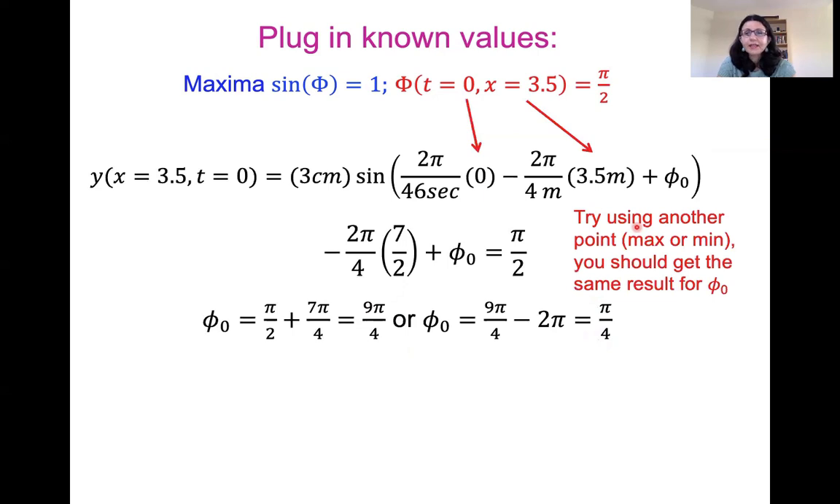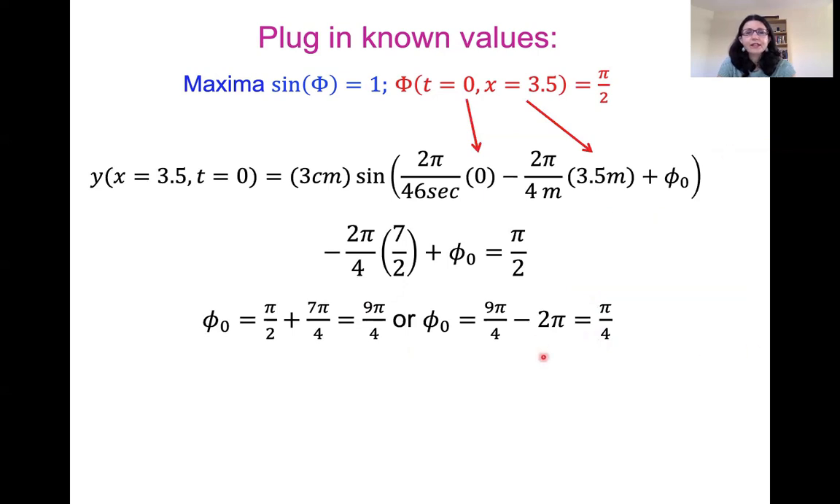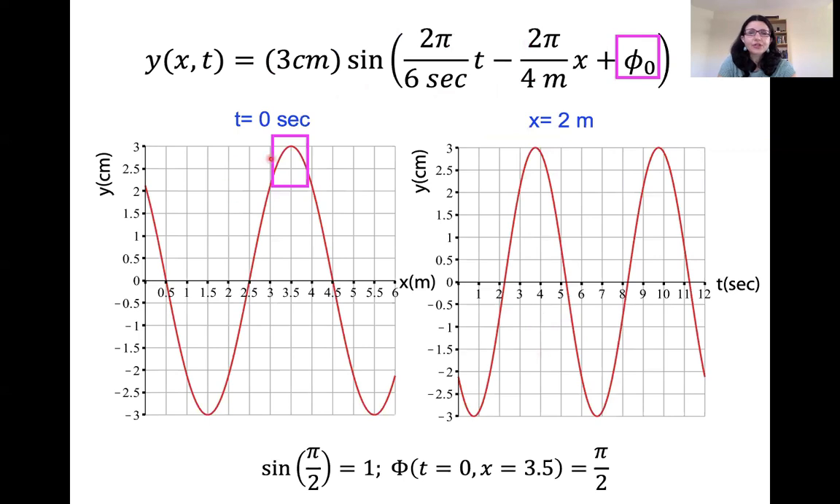One thing I wanted to point out is that we didn't need to choose this maximum point. You could have chosen this minimum to work with. So at time equals 0 and x is 1.5, we see that the displacement is -3. The sine of something equals -1 when it's not pi over 2, but 3 pi over 2.